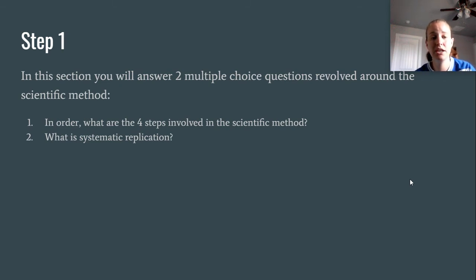The first question: in order, what are the 4 steps involved in the scientific method? And the second question you're going to answer is, what is systematic replication? It's okay, you might not know what those are right now. You'll learn them throughout the unit, but those are the questions. I don't care if you go back and look through course material to find the answers. This isn't a test. This is just about making sure you understand the information. So that's the first part of step 1.